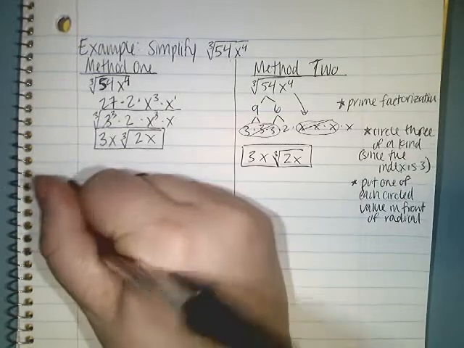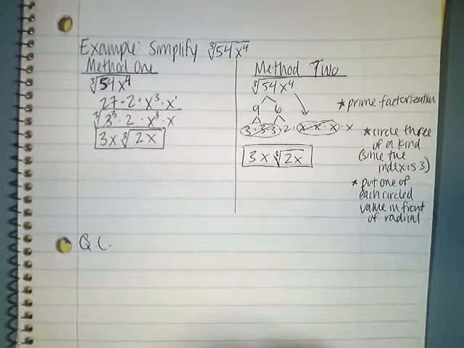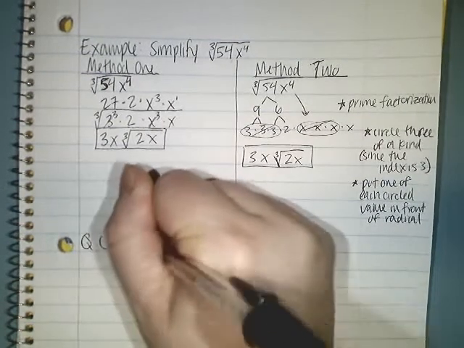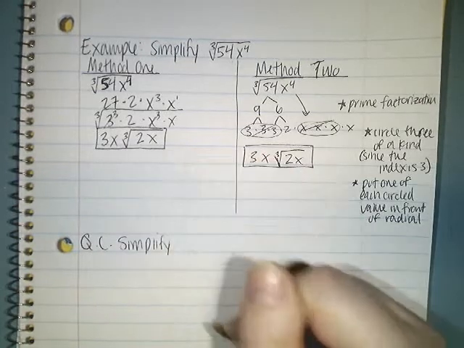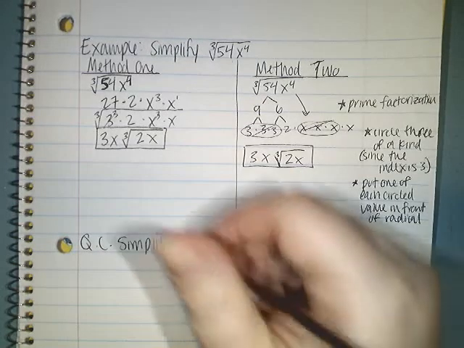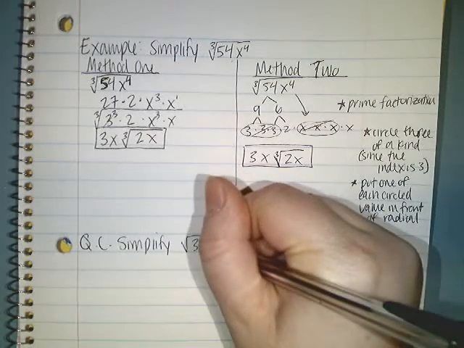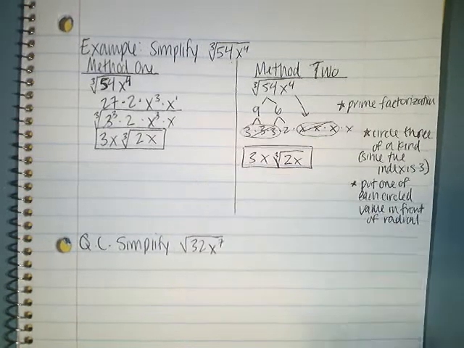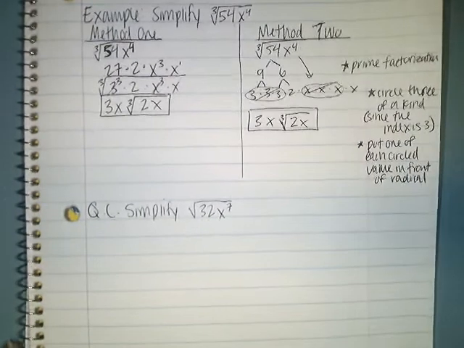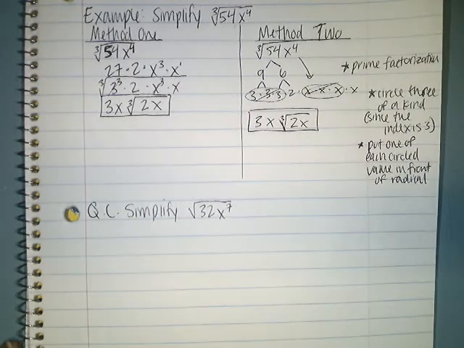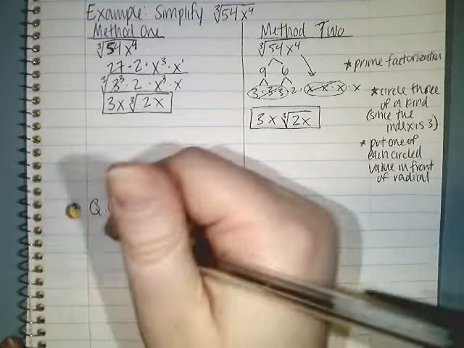So let's do a quick check of that. I want you to simplify the square root of 32x to the 7th. So I want you to try that one on your own. You can use either method. I'll show you both in just a second, but try it on your own. I'm going to go over it now.